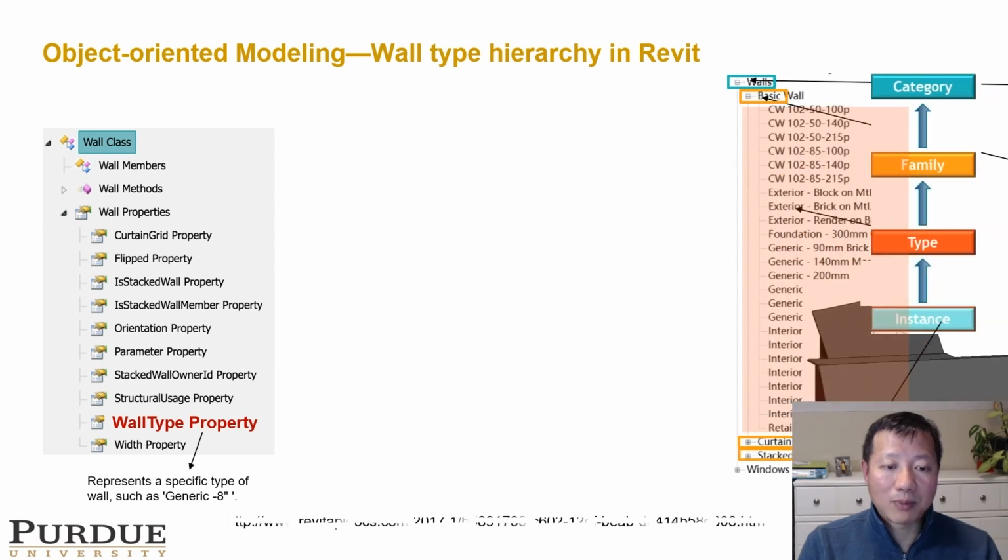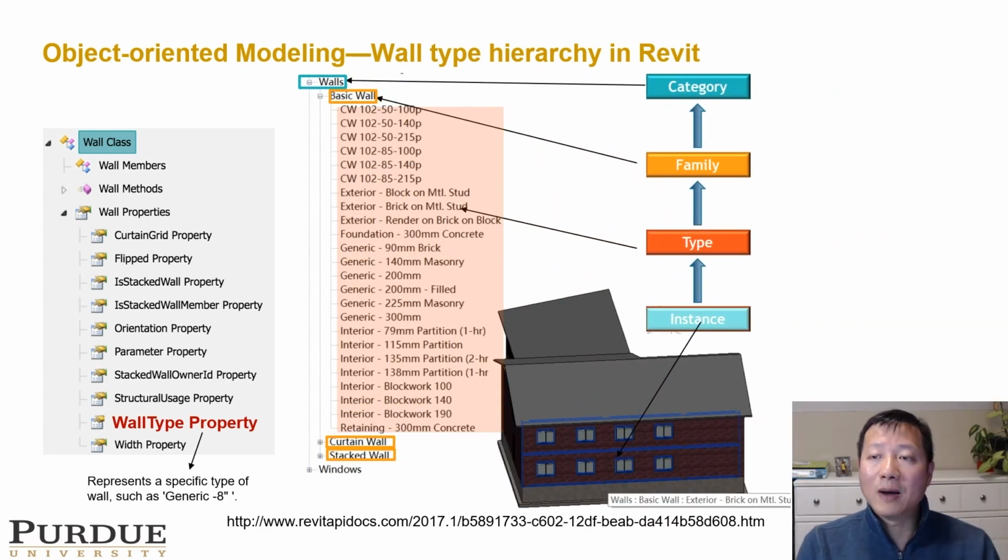Again, you look at the wall type properties. In Revit, the hierarchy goes in such a way that at the top level, we call that a category. So you end up with walls at the category level, and then you can further specialize them into basic wall, curtain wall, or stacked wall. They are all called a family. And you can further specialize your family into individual types of wall, and they are called a type.